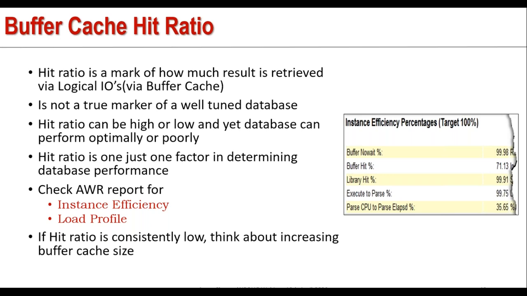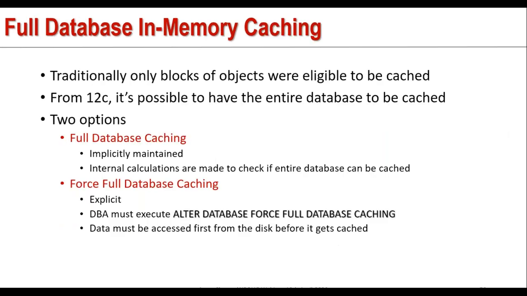Now, with the latest advancements from 12c onwards, you have an option to even put your entire database into your buffer cache. Again, this is controlled by two mechanisms. One is full database caching, which is implemented automatically by the system. So Oracle will check your workload and also check your buffer cache size. If it is accommodatable, it will possibly try to cache your entire database into the buffer cache. The second alternative is force full database caching. This is not the in-memory that we have in the Exadata, so do notice that it is not the same mechanism.